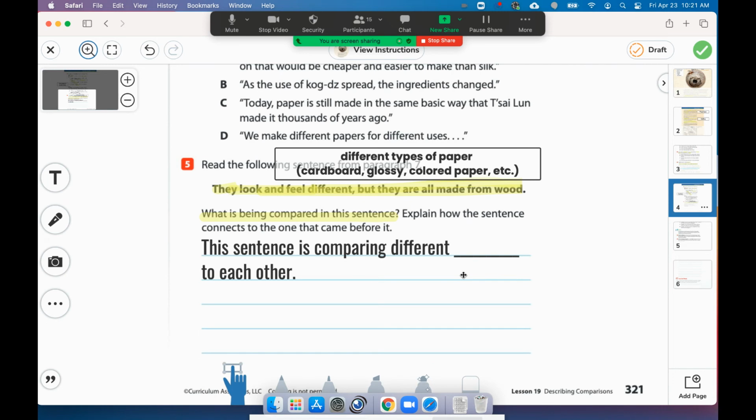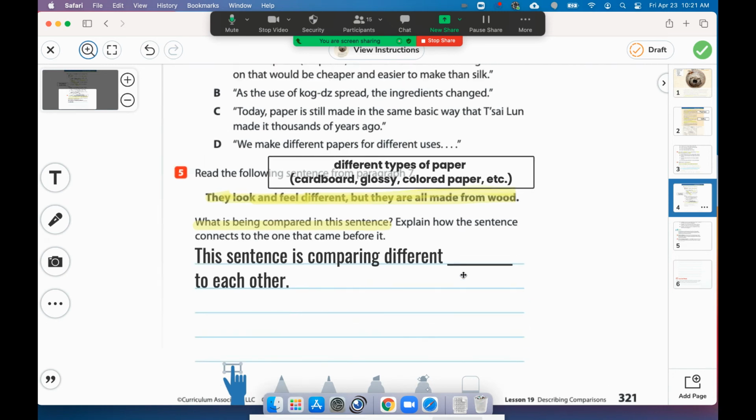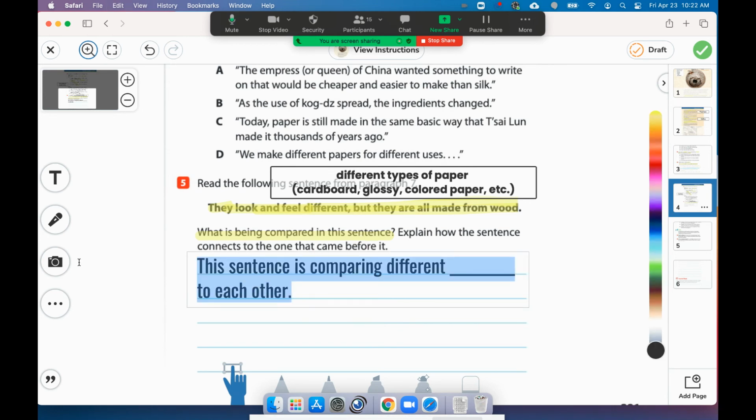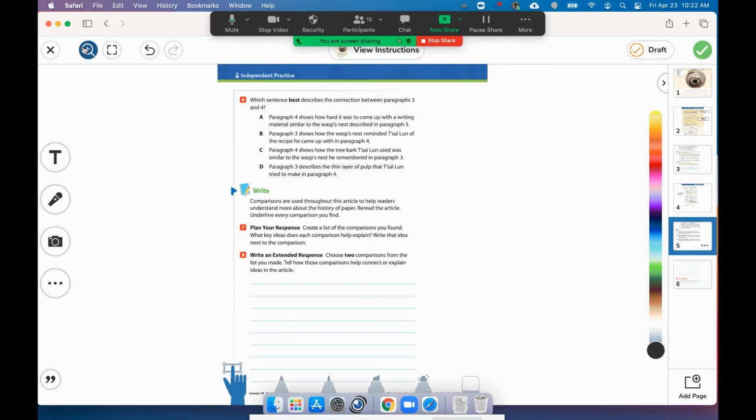Thank you. All right, guys, if you need to take a screenshot of this part, go ahead and do that. I'll also type this sentence starter for you in the chat. 3, 2, 1 in the chat. Let's look at page 5.